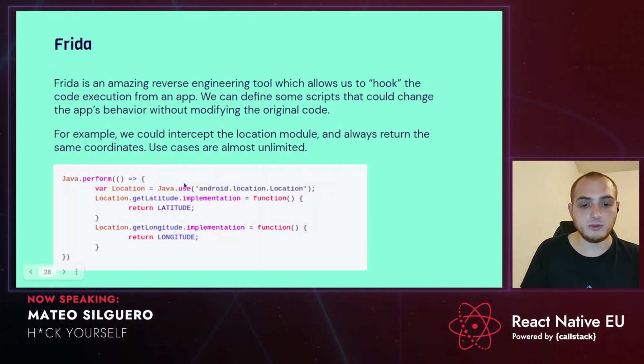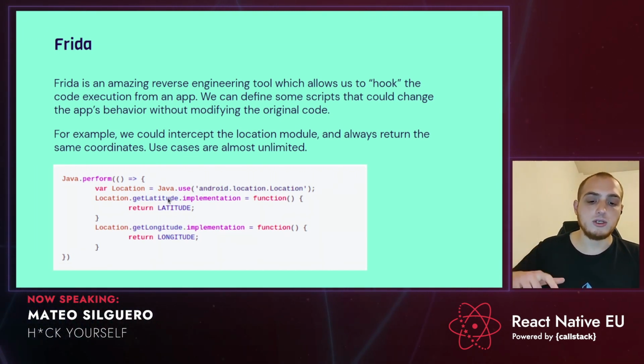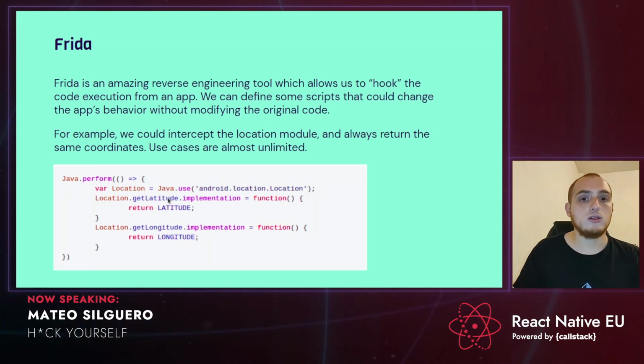For example, in this script, we are hooking the location module and changing the implementation of the getLatitude and getLongitude methods, and always returning the same latitude and the same longitude.